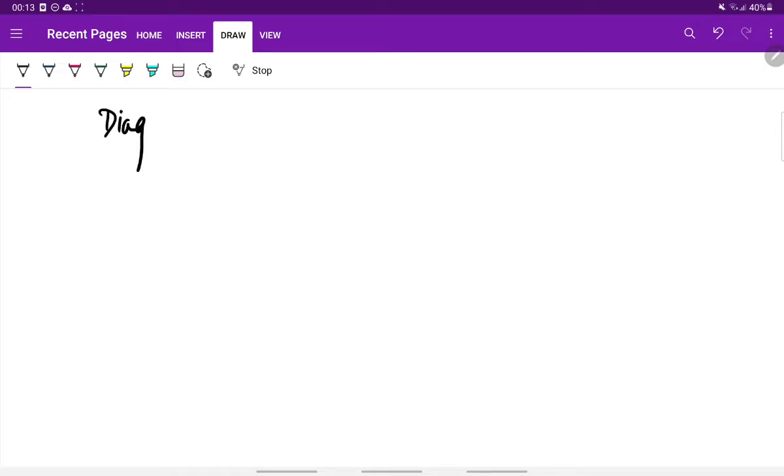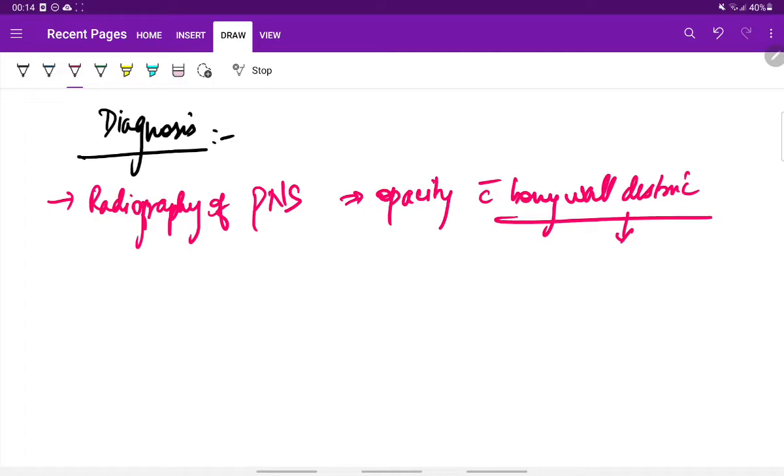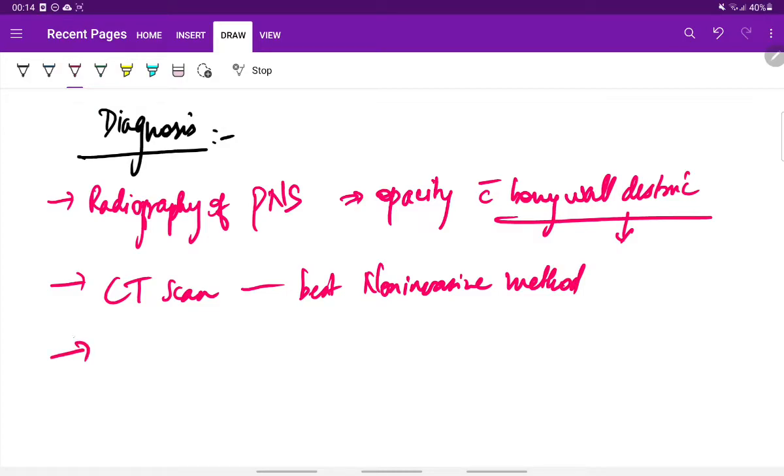Next, coming to the diagnosis of the carcinoma of maxillary sinus. The diagnosis involves radiography of the paranasal sinuses, which shows opacity of the sinus with bony wall destruction, which differentiates it from sinusitis. The other mode of diagnosis is CT scan. This is the best non-invasive method. Biopsy can also be taken for diagnosis if there is any growth present in the nose or mouth, etc.